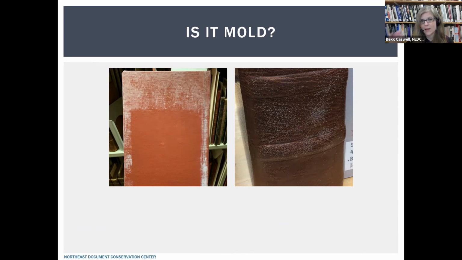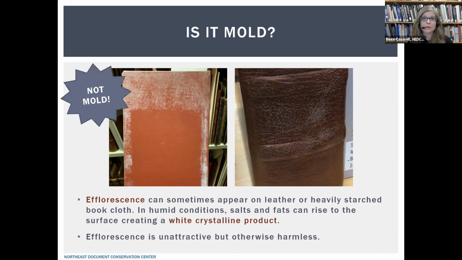All right, I'm going to give it away. This one is not mold. This is something called efflorescence. And so again, this is something that can appear typically on leather, but also on like really starchy library buckram that has a lot of wax in it. And when it's too humid, salts and fats and things that are in either the leather dressing or in that starchy book cloth can rise to the surface, creating this white crystalline product.